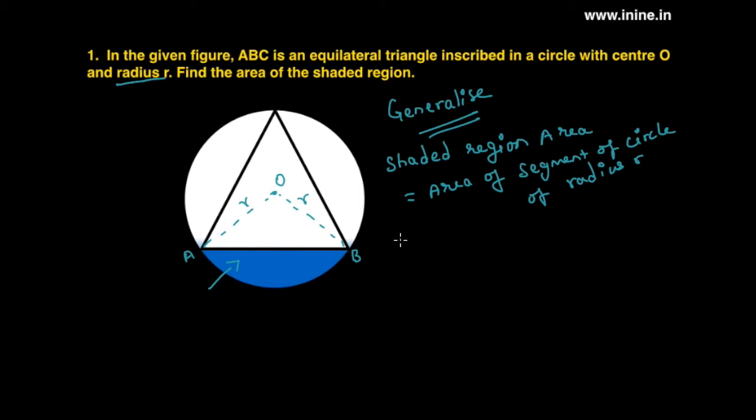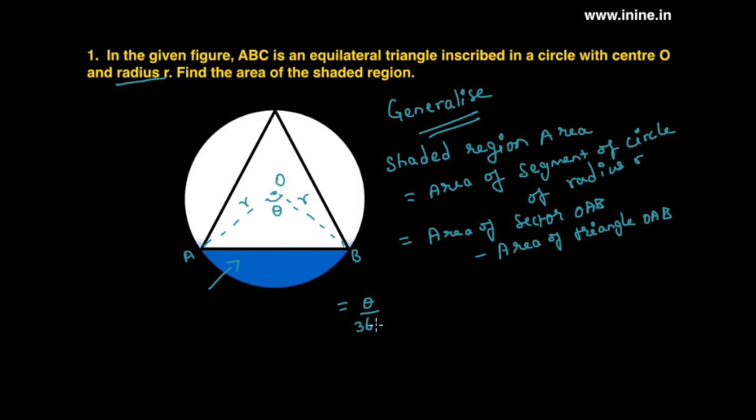Now this area of segment is equal to area of sector OAB minus area of triangle OAB. Now let us say this is theta. Thus area of sector OAB is equal to theta by 360 into pi r square minus area of triangle OAB. How can we find this? We can find it by drawing a perpendicular from O to the chord, which bisects AB.